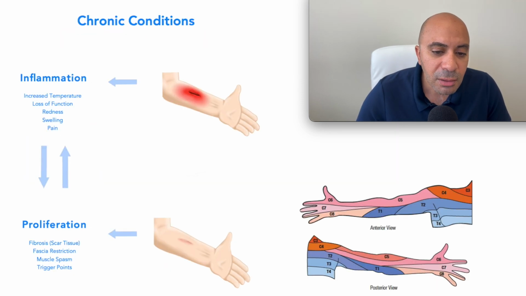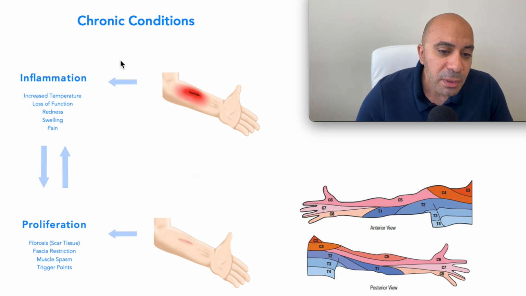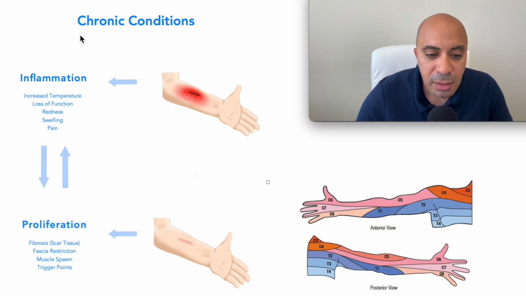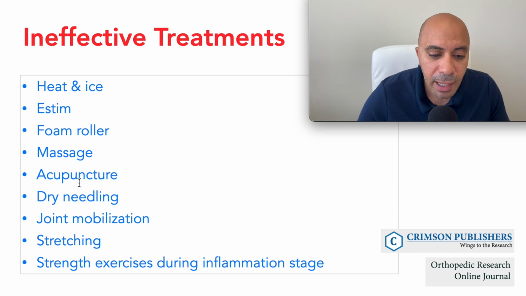Looking at the common treatments, heat and stim or ice, when we look at the normal healing cycle or the chronic condition, ice would temporarily decrease inflammation, but it's not going to be effective to break adhesion, fascial restriction, or address the inflammation properly. Stim is the same thing. It's temporary pain relief, but unfortunately a lot of studies show this treatment does not provide long-term results.